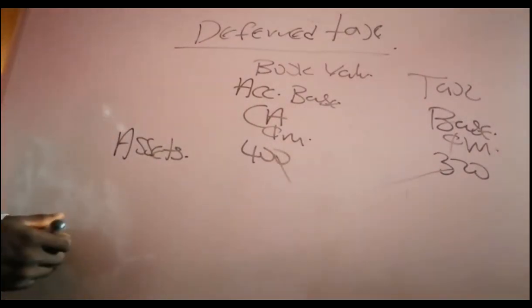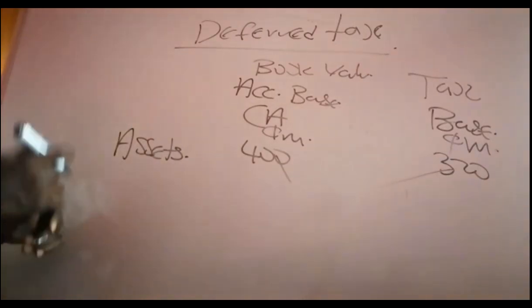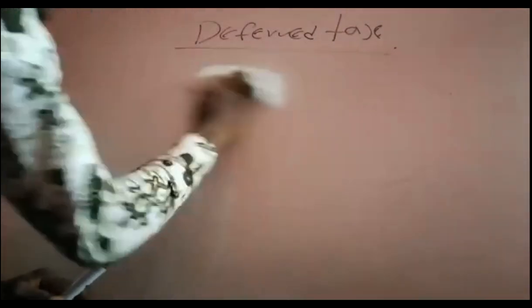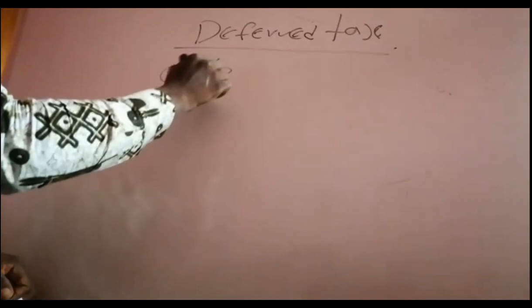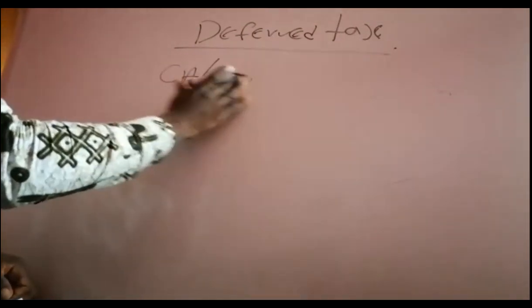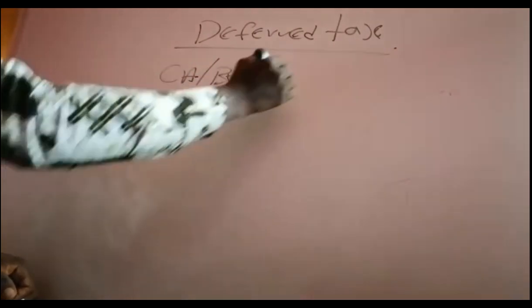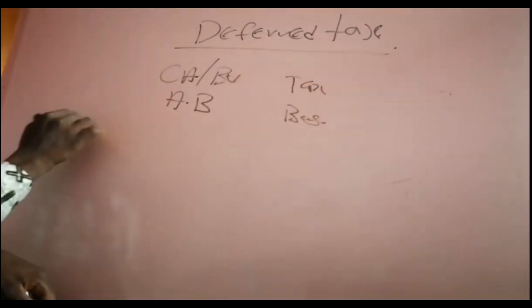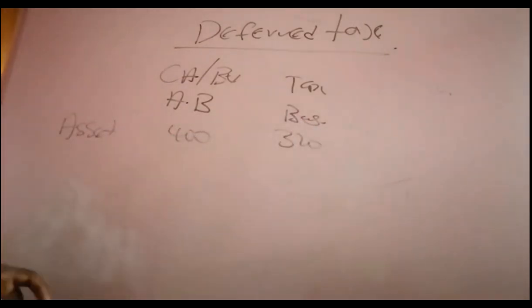Now, assuming that the item in question is an asset, let me bring it a bit closer here. So let me say carrying amount, or book value, or accounting base, versus tax base. I wrote assets here, maybe a building: 400 versus 320. So there's a temporal difference.